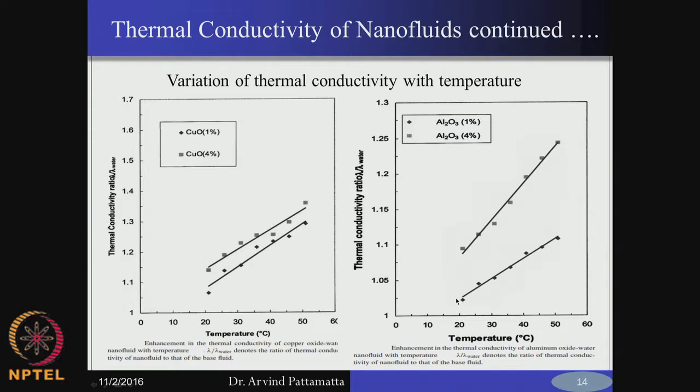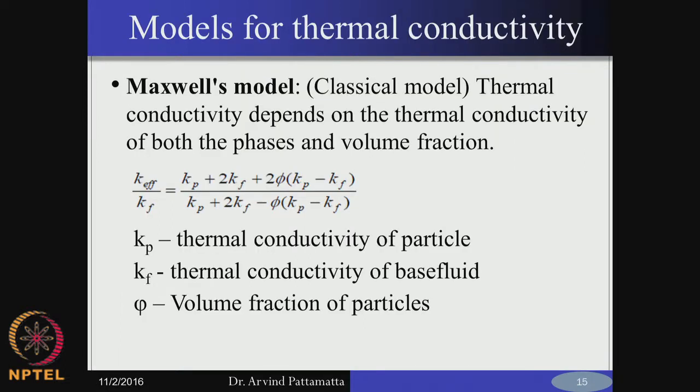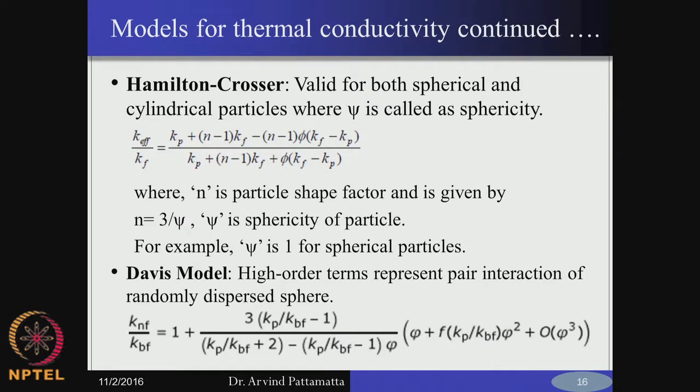You can see that although the base fluid shows a reduction in thermal conductivity with temperature, the nanofluid on the other hand shows a continuous increase. This can be modeled only if you account for the Brownian motion. The Brownian motion is the most important mechanism which can explain why the thermal conductivity should increase with temperature. None of these models are actually accounting for any temperature dependence.